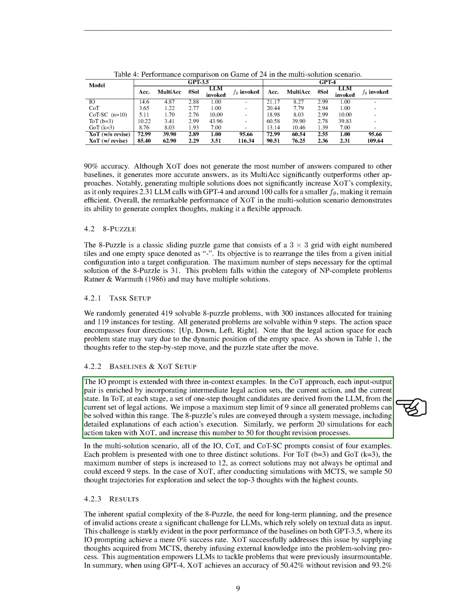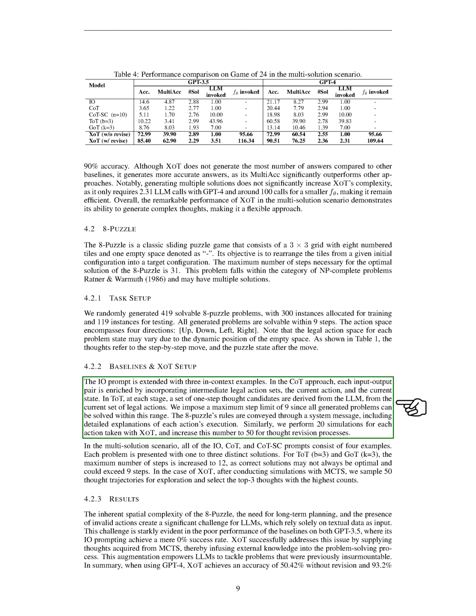The inherent spatial complexity of the 8 puzzle, the need for long-term planning, and the presence of invalid actions create a significant challenge for LLMs, which rely solely on textual data as input. This challenge is starkly evident in the poor performance of the baselines on both GPT-3.5, where its IO prompting achieves a mere 0% success rate. XoT successfully addresses this issue by supplying thoughts acquired from MCTS, thereby infusing external knowledge into the problem-solving process.